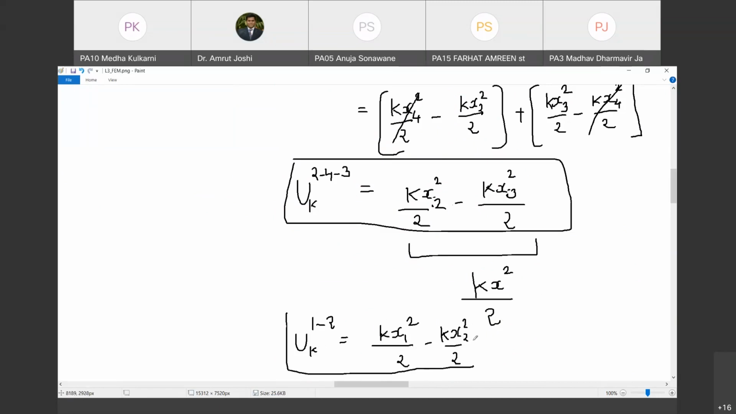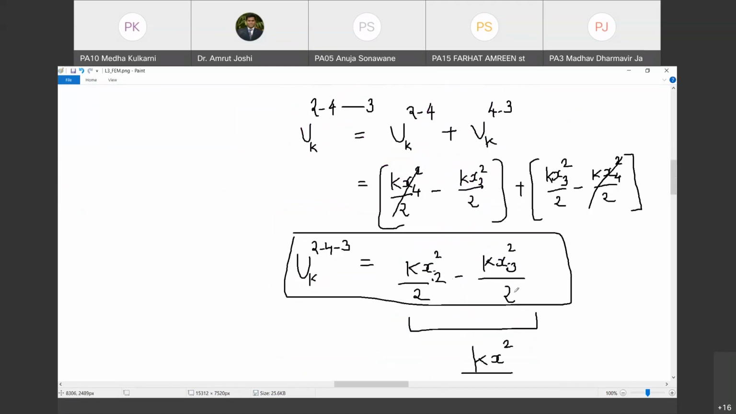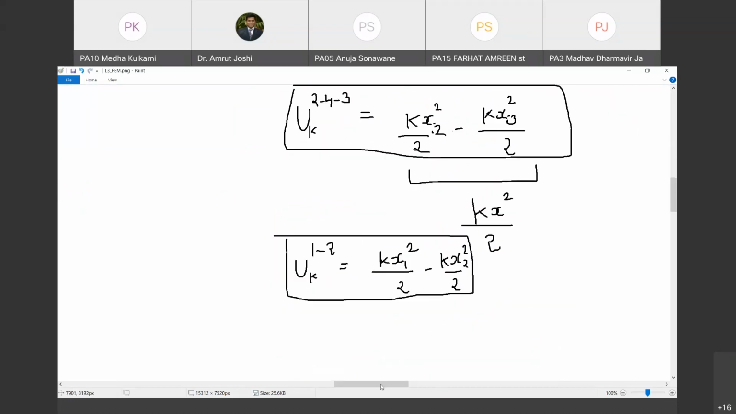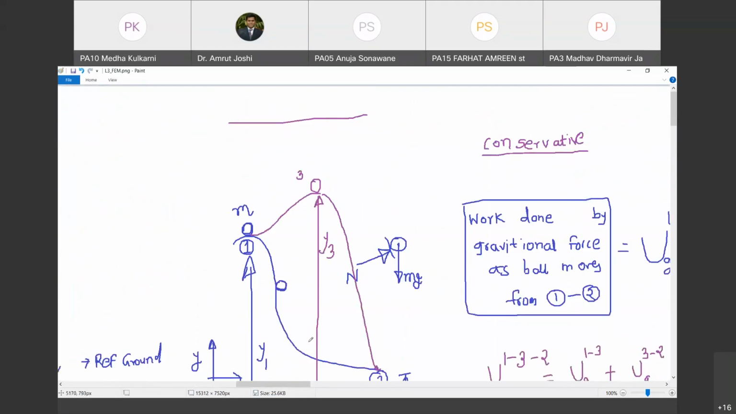Yes, sir. So what is the expression for potential energy associated with the spring force? It is kx square by 2. Yes, sir. Do you agree with me? Yes, sir. Now look, what is our usual notion of potential energy? It is mgh. Yes, sir. But that is the potential energy associated with gravitational force, which is conservative in nature. Yes, sir. What is the potential energy associated with spring force? It is kx square by 2.